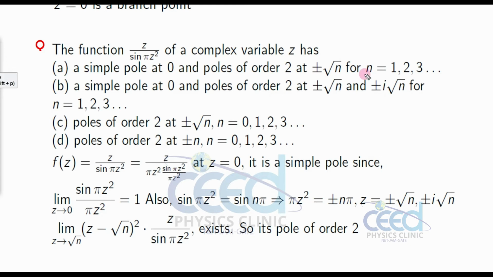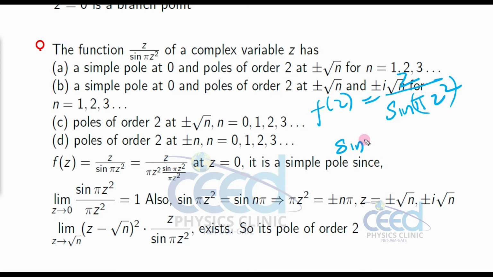See, our function, let me write this, f of z is equal to z by sin pi z square. Now we know this is not analytic at the point where sin pi z square is equal to 0. At that point the function is invalid, and that corresponds to a finite pole. Okay, so sin pi z square is equal to 0. That corresponds to pi z square. What is the principal solution? That is n pi, right? Or plus or minus n pi, that is the principal solution.